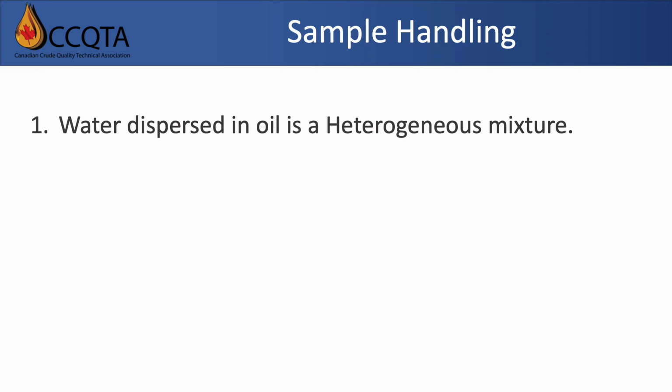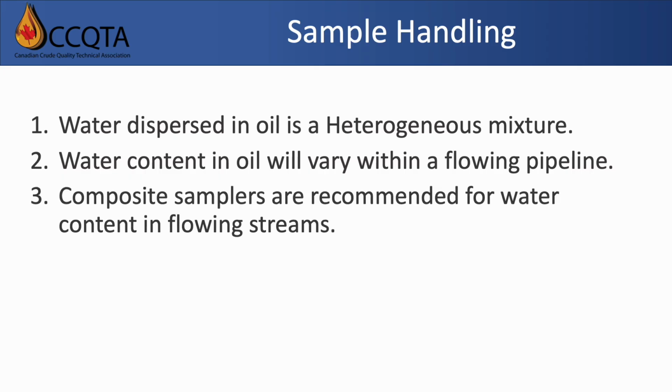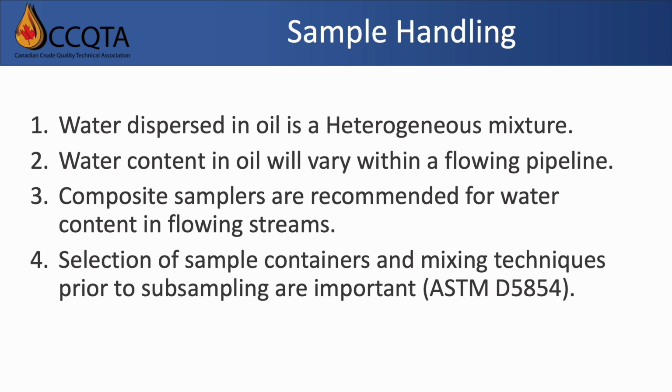Water dispersed in oil is a heterogeneous mixture. The water content in the oil will vary within a flowing pipeline. Composite samplers are recommended for water content in flowing streams. Variability and stratification also exist within a composite or spot sample, so homogenizing samples prior to subsampling and testing is extremely important, especially when subsampling involves very small volumes, like a syringe.